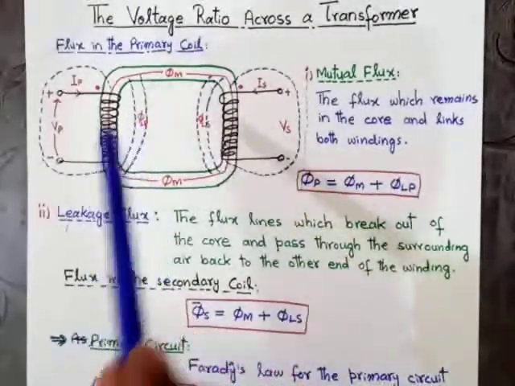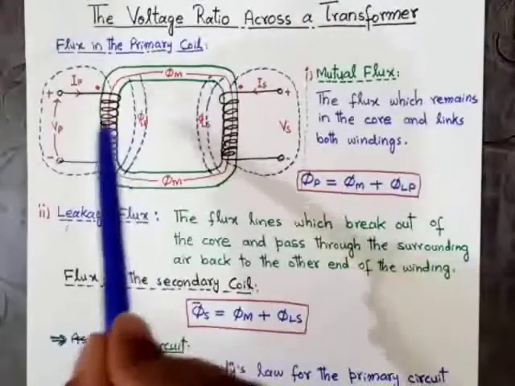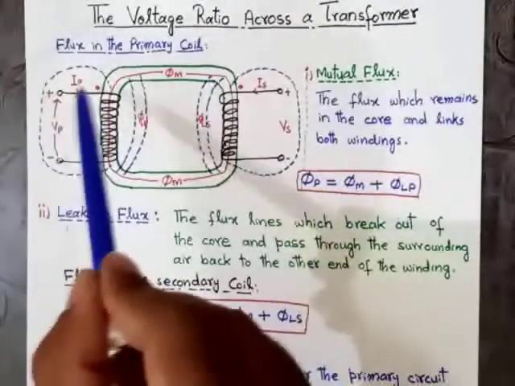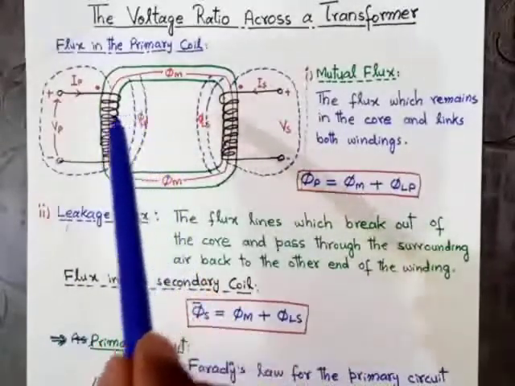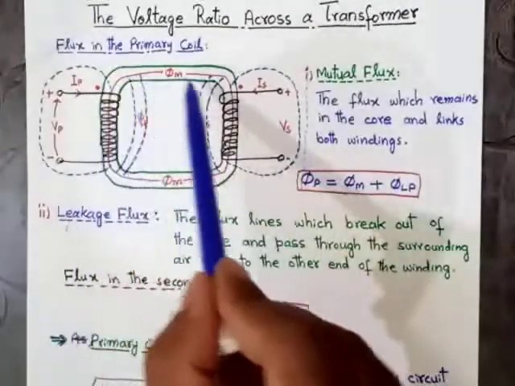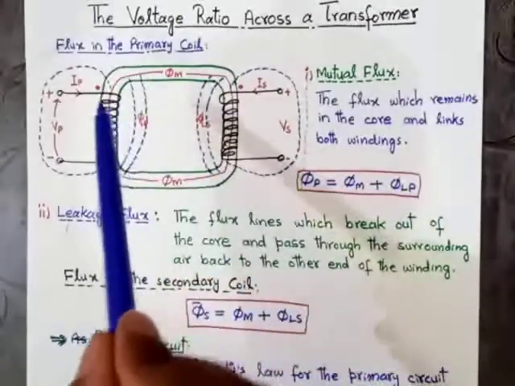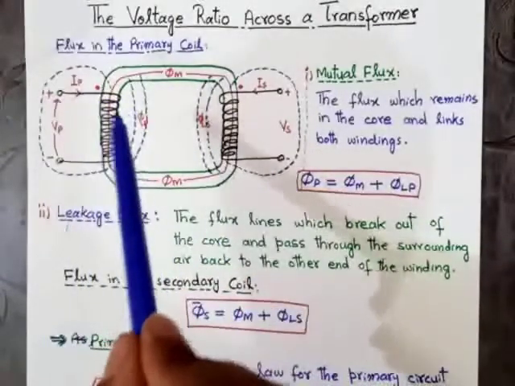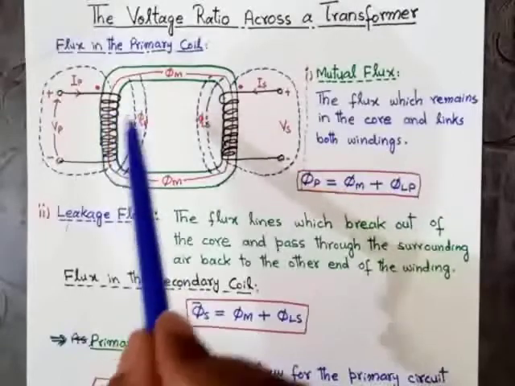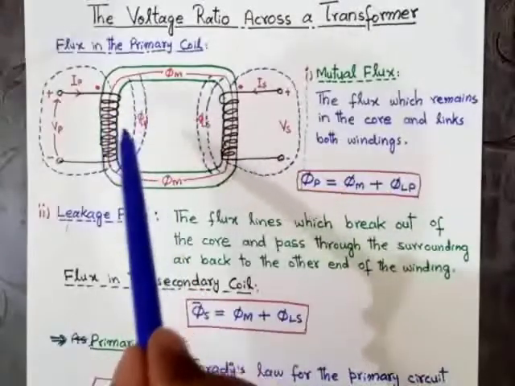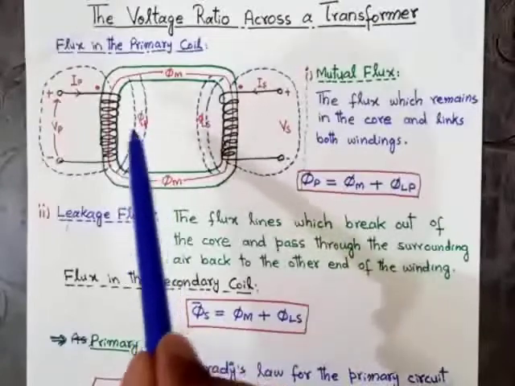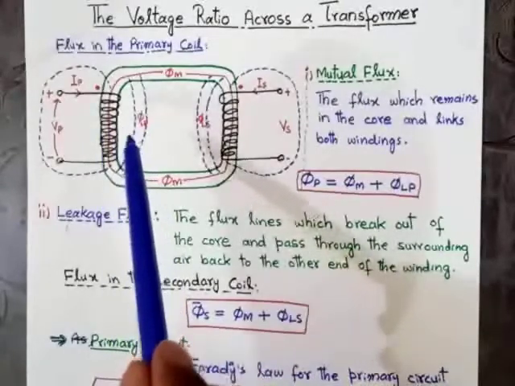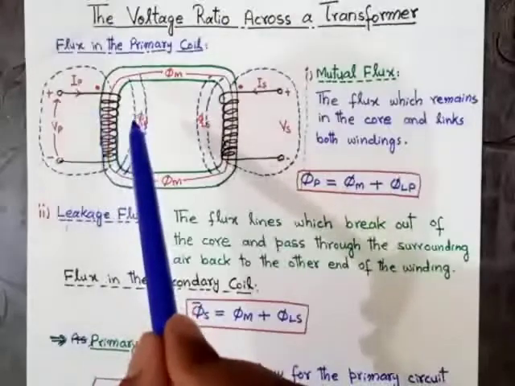it is called the leakage flux. When the value of the current increases, the leakage flux will increase as well. Maximum flux will remain inside the core. There will be some flux that breaks out of the core and passes through the surrounding air. This flux is called the leakage flux. Due to leakage flux, some flux will be lost.